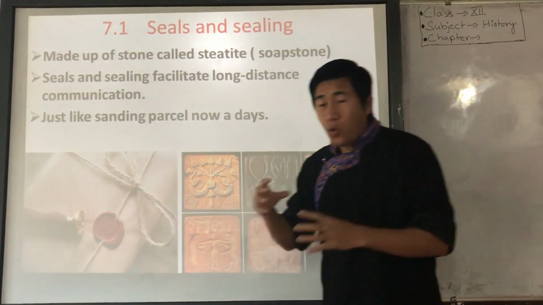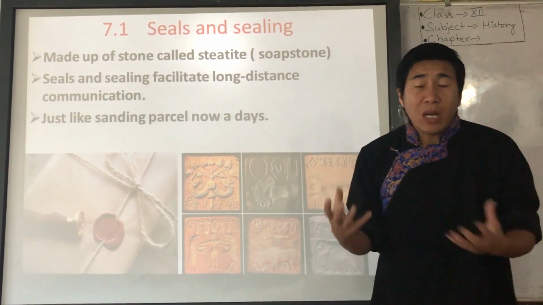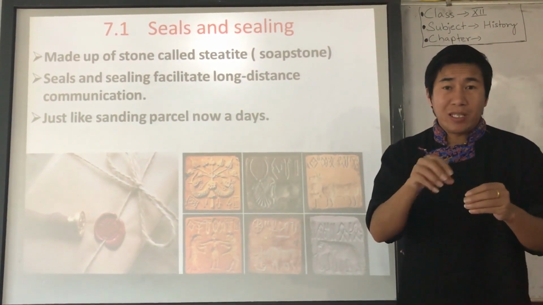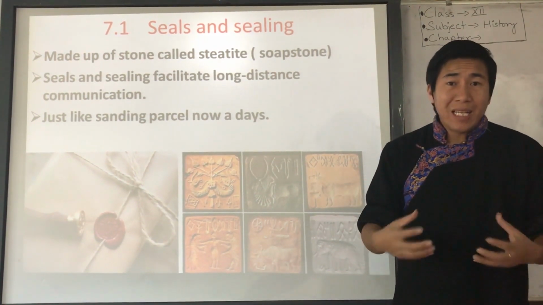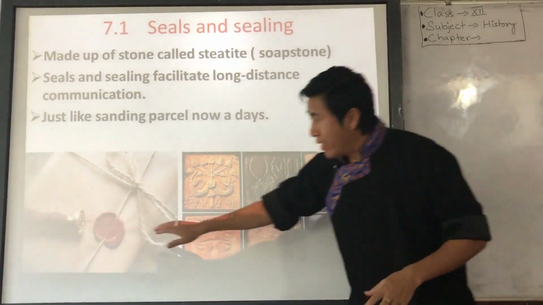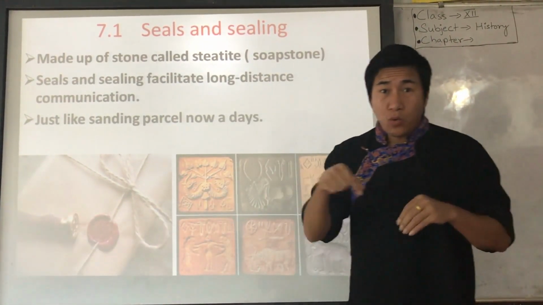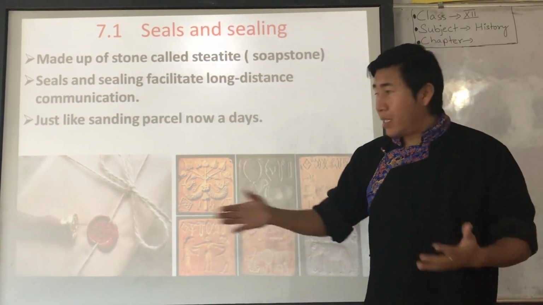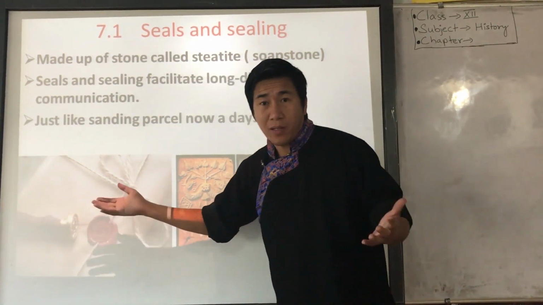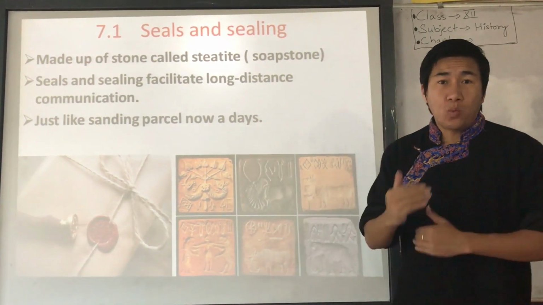Just like that. So when the person reaches someone, without any damage to this seal, that means the parcel is sealed. If somebody attempts to break this, then the person who receives it will say something about it, because it is not safe, because it's open. So through that way, the seals and sealing process works.